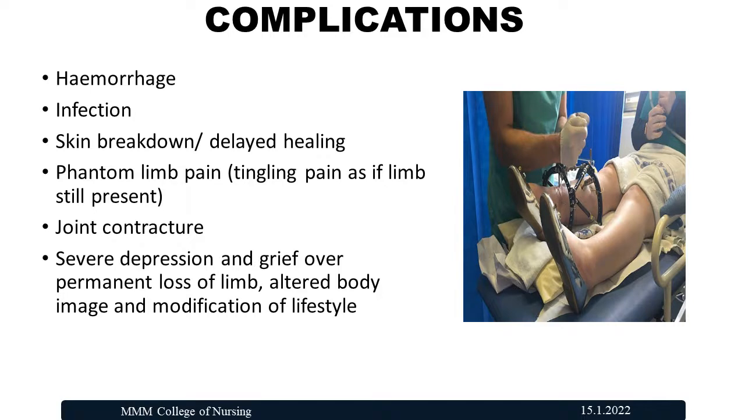What are the complications of amputation? Hemorrhage, infection, skin breakdown, delayed healing, phantom limb pain, joint contracture, severe depression and grief over permanent loss of the limb, altered body image, and modification of lifestyle.